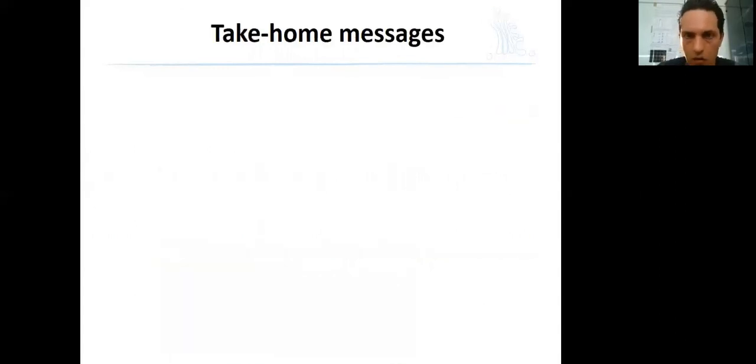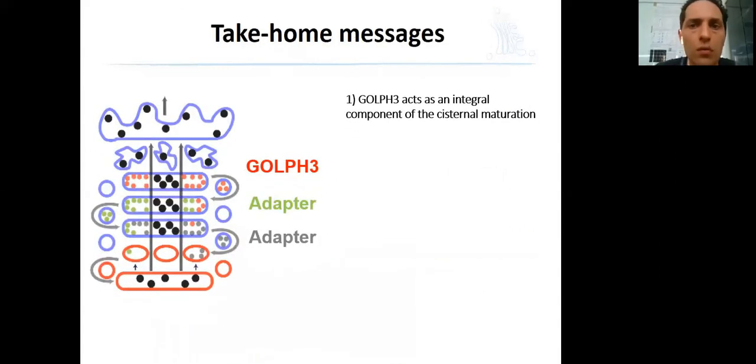I think I almost can. So I just want to give you some messages. The take-home message here is that from one side, GOLPH3 acts as an integral component of cisternal maturation, meaning it recycles in the Golgi a subset of Golgi enzymes. This suggests that at the same time, there could be other adapters that bind other subsets of enzymes in order to promote the recycling during the cisternal maturation.